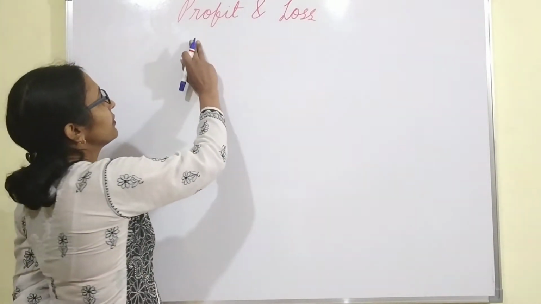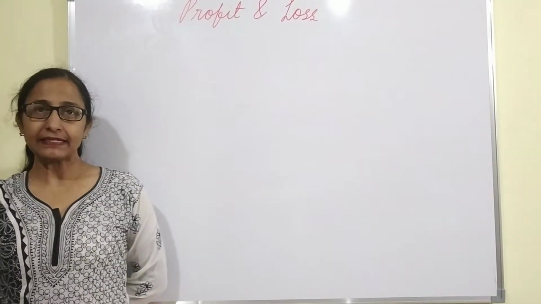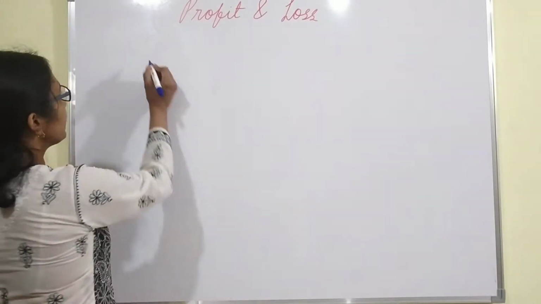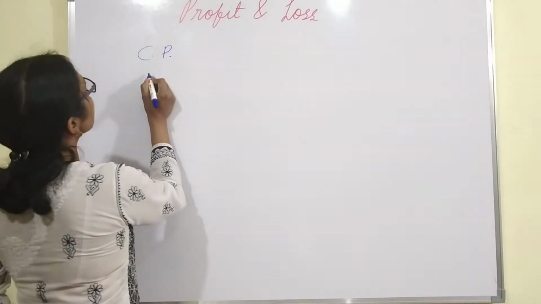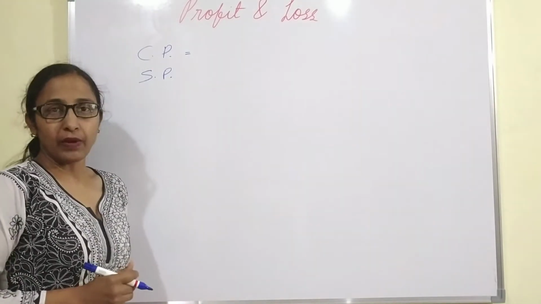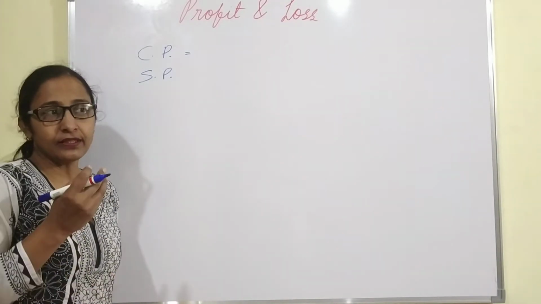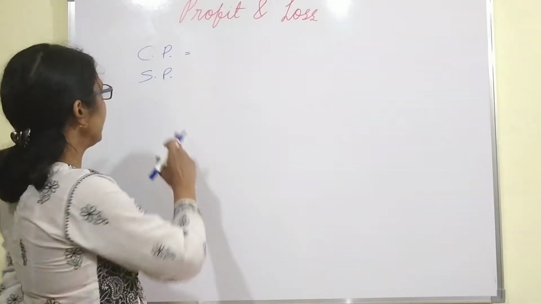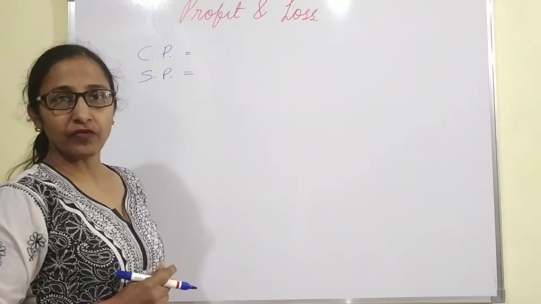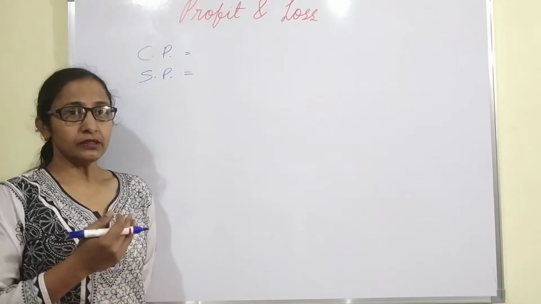Now, today I am going to teach you profit and loss. Profit and loss depends on the cost price and selling price of any item. So, cost price CP and selling price SP. What is cost price? Cost price is the amount for which we bought any article. जितने रुपए में हम सामान खरीद कर लाते हैं, that is called cost price. And SP means selling price, the amount for which we sell anything.